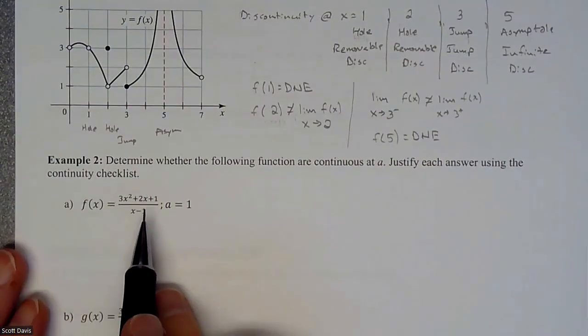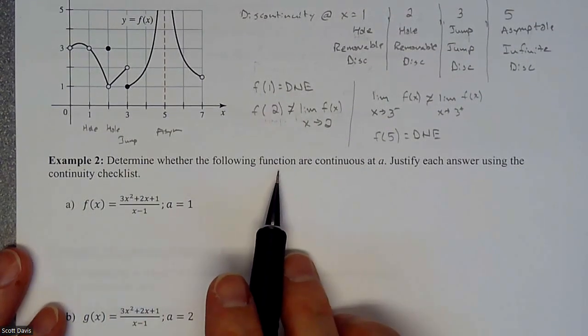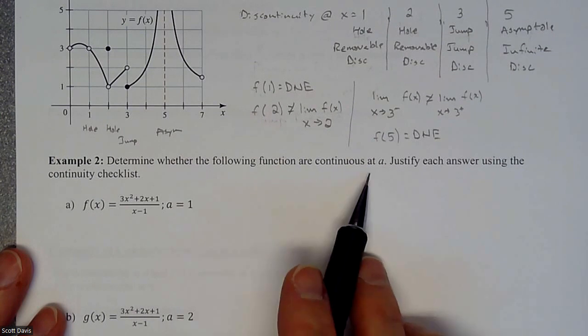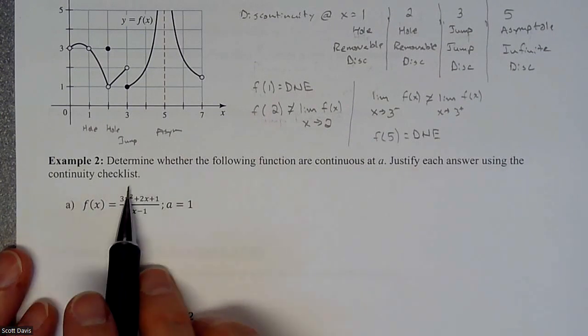In this example, we are going to take a look at this equation, and we're trying to determine whether the following functions are continuous at a, whatever these two values are. Justify each answer using the continuity checklist.